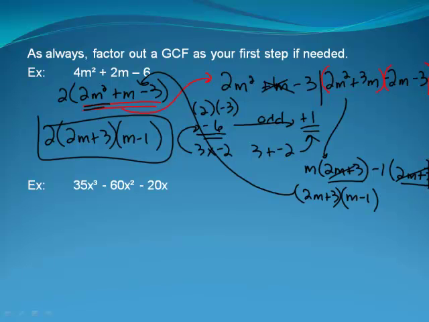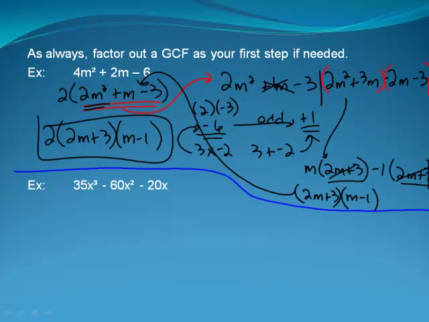All right, so let's look at this example right here. We'll do all the work under that blue line so we don't get confused. All right, out of this next problem, again, we're always looking for a greatest common factor first.